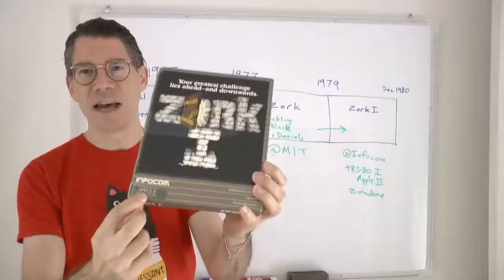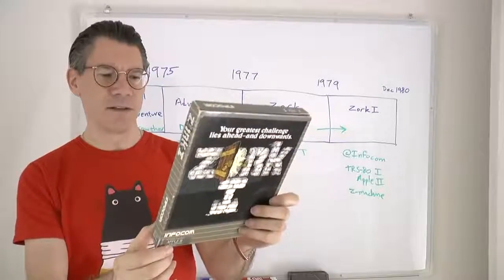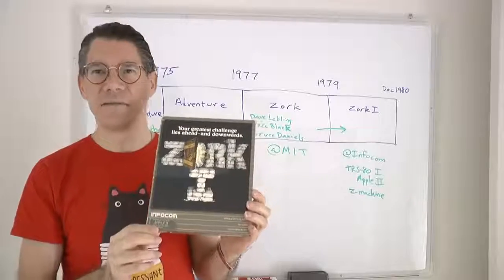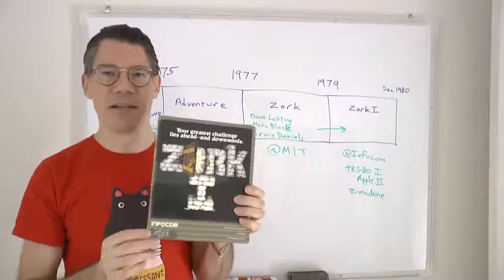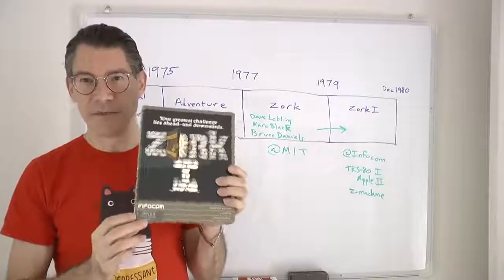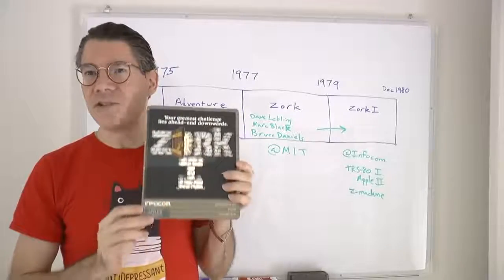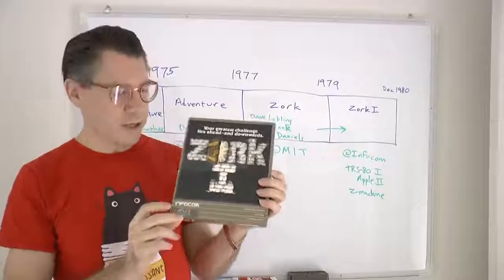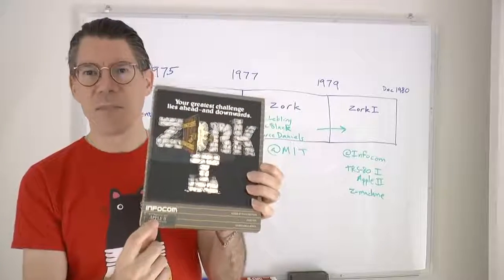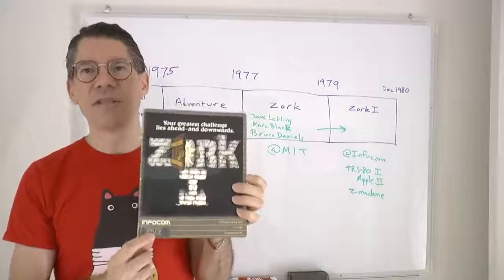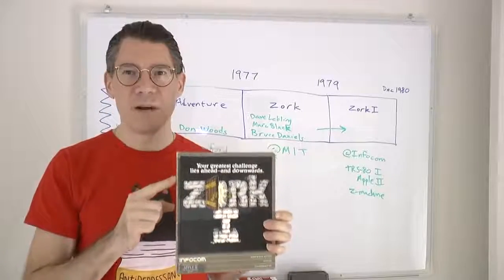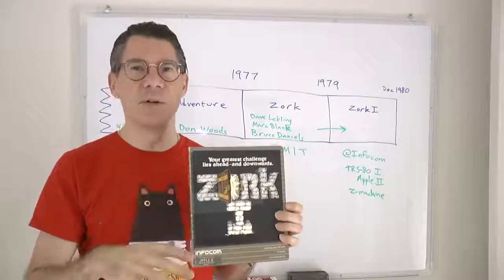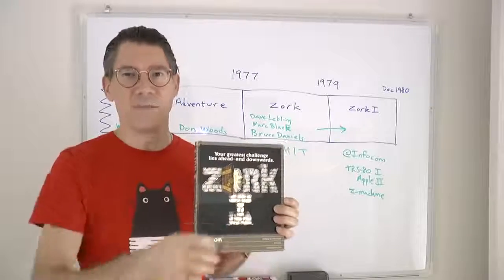This version is the Apple II version. This box is actually from 1984, but it basically started around 1980 that it first came out. The interesting thing about Zork 1 is that even though it says it's for the Apple II, which ran on a 6502 processor, the game itself did not run on the processor. It ran on a virtual machine that ran on the processor.